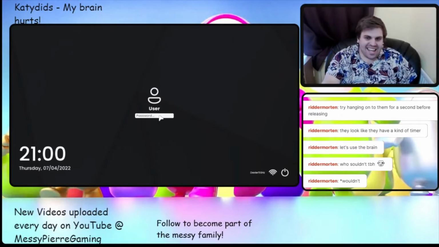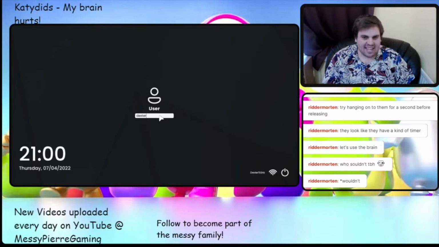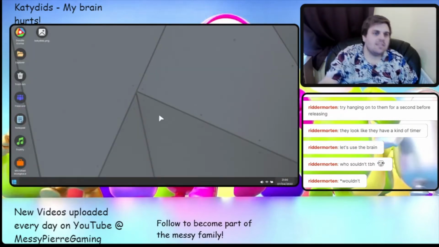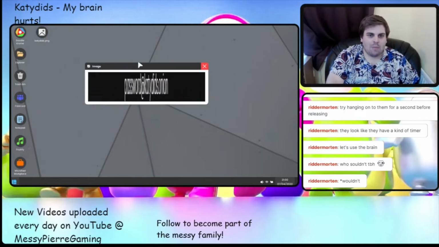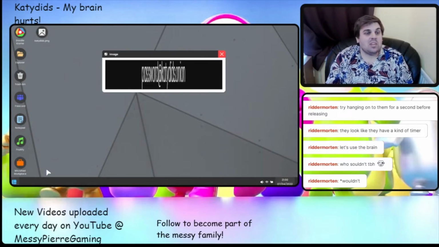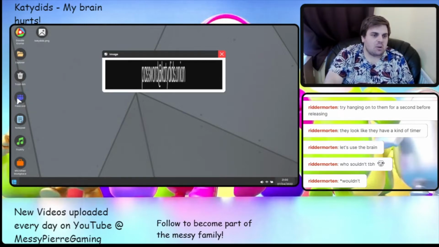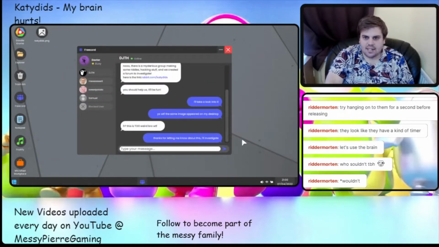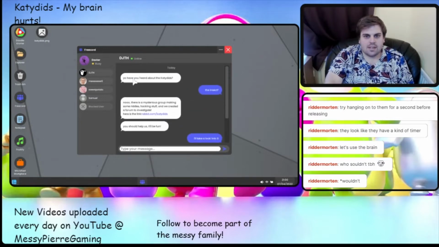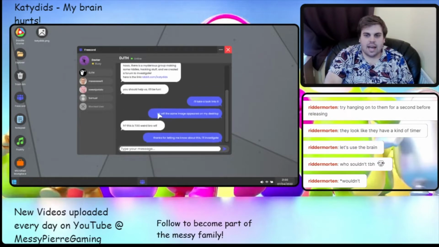Let's make a start. Okay. So we're going to log in with Dexter. Okay. So the mystery is this strange image has been put on everyone's desktop. It says password at katydids.onion, and everyone is wondering what it means. It's a big mystery. So if we go into Free Chord, our friend is talking about Katydids. Have you heard about Katydids? The insect? No, there's a mysterious group. So we go to Rabbit, which is Reddit, of course, and look into it.